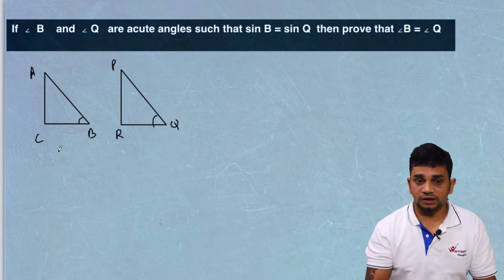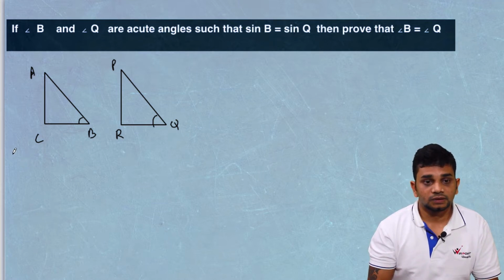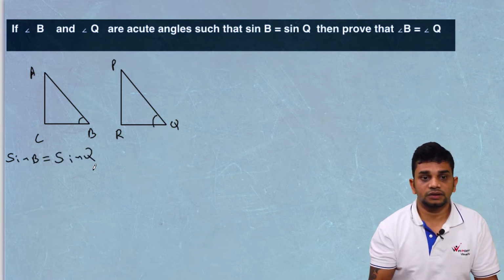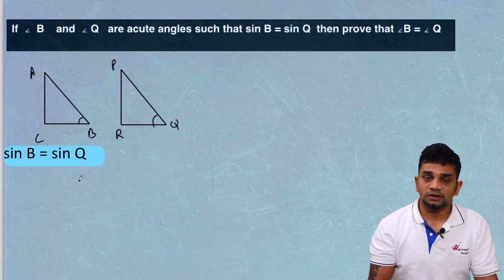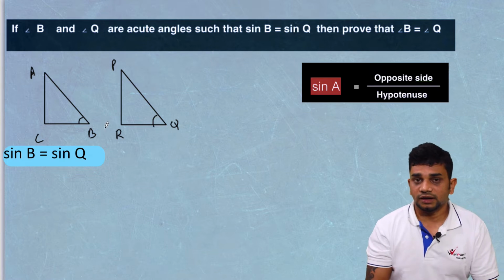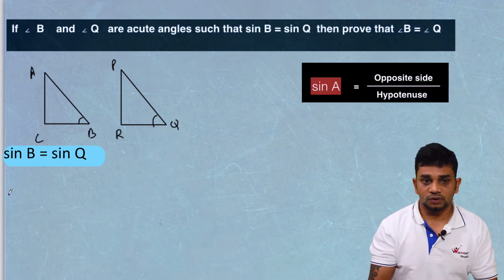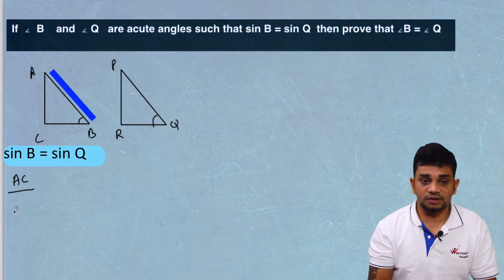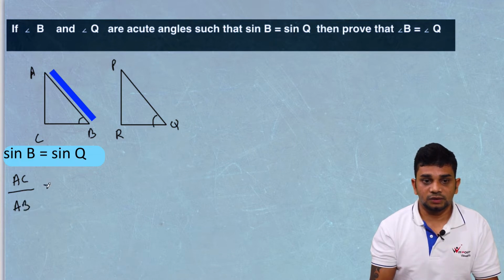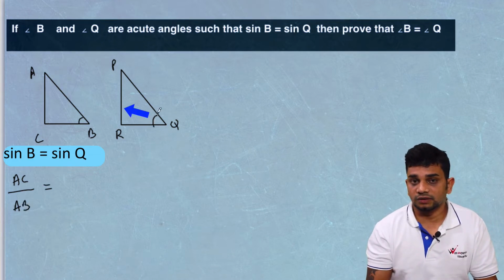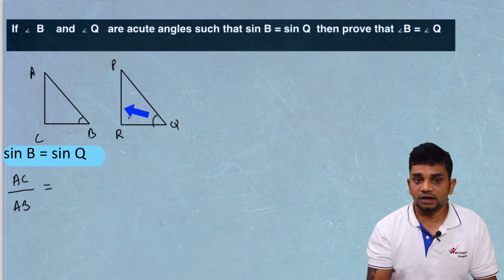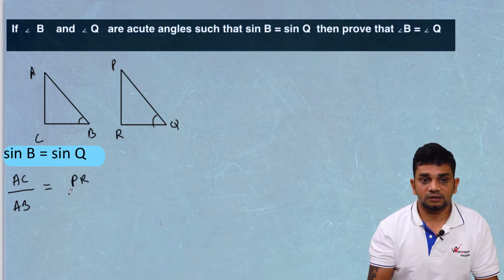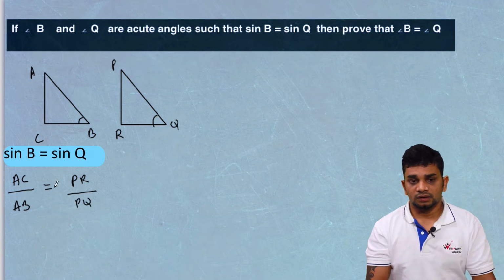First, the given relation is sin B equal to sin Q. It is given in the question. What is the equation for sin B? Sin B is opposite side by hypotenuse. Opposite side is AC, hypotenuse is AB, so AC by AB equal to sin Q. This is angle Q. Sin Q will be opposite side PR by hypotenuse PQ, so PR by PQ. Now we have this relation.